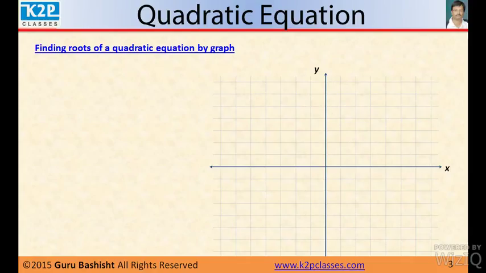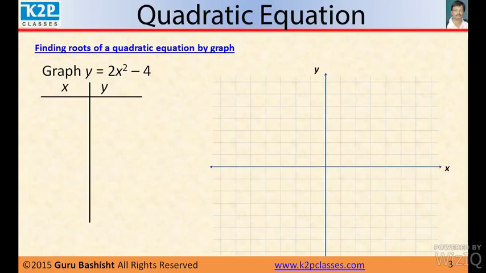Now, here we will learn how to find the roots of a quadratic equation by a graph. Suppose a quadratic equation is given, 2x square minus 4. So, plot a graph. Let y equal to 2x square minus 4. For different values of x, we find y, and we draw the graph. Like x equal to 2, then y will be 4, and the point on the graph paper is here. If we take x equal to 1, y will be minus 2, and the position of this point is here.